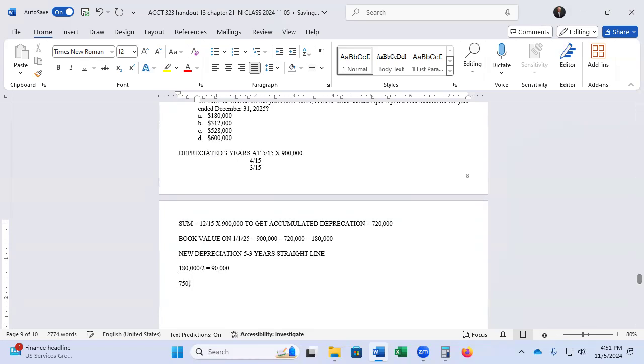And so 750,000 minus 90,000 equals 660,000 pre-tax. So multiply by 1 minus 0.2, and we end up with net income of 528,000.